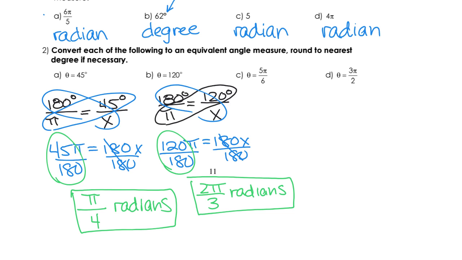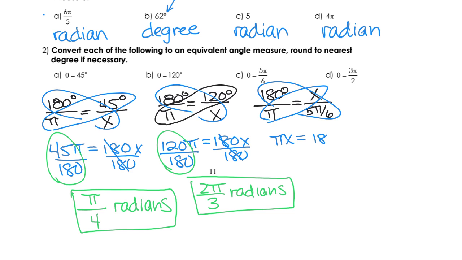Okay. Next one up. Now, there is no degree symbol on that, so I'm going to assume that this is in radians. So we're going to say 180 degrees over pi radians is equal to x amount of degrees over 5 pi divided by 6 radians. Okay, so this time we get the radian measure, so we put it on the bottom. Okay, we're going to go ahead and cross multiply. We end up with pi x, or x pi, doesn't matter, equal to 180.